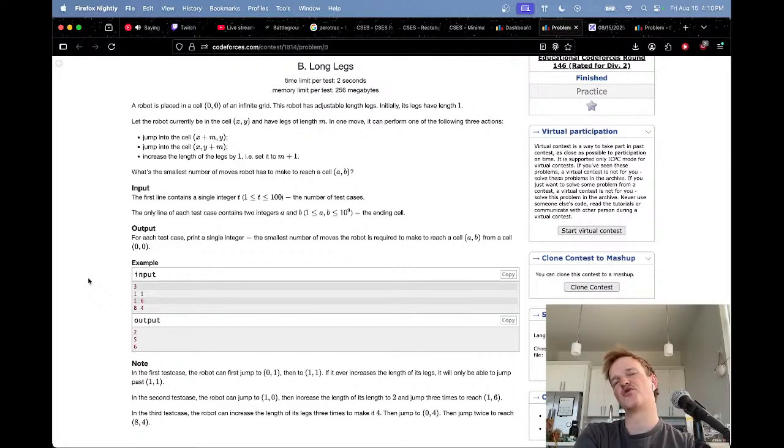So if you ever get to a spot where your leg length is perfectly divisible by the distance left, then you don't have to pay that extra 1. And if you ever get to a point where your leg length is the GCD between A and B, then there's 2 extra that you don't have to pay.